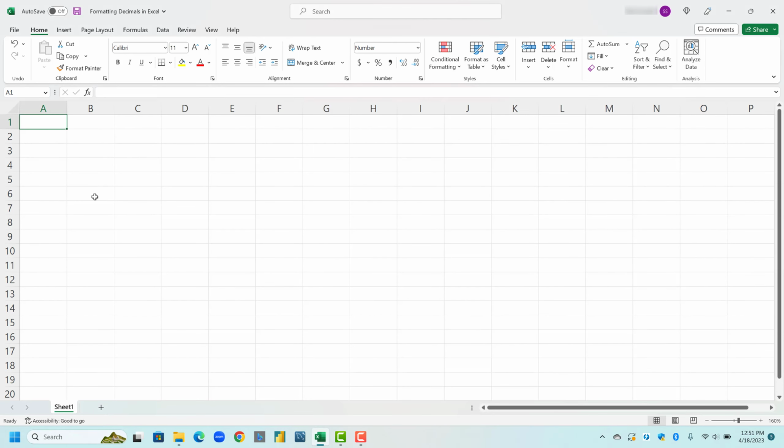In cell A1, let's type in 2.223, which is a number with 3 decimal places. Now to decrease this decimal, let's go in the Home tab to the number group, and then here let's press the decrease decimal command 2 times, and that decreases the decimal to one place, 2.2.